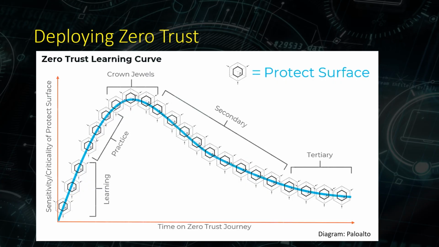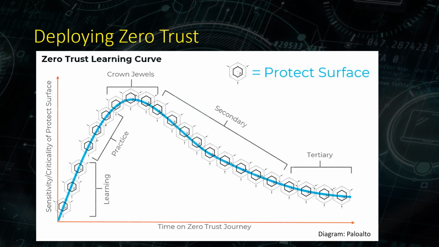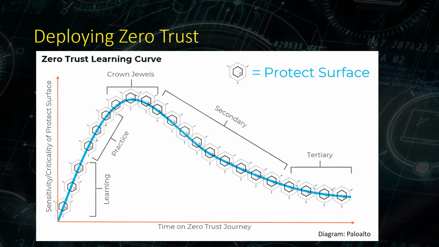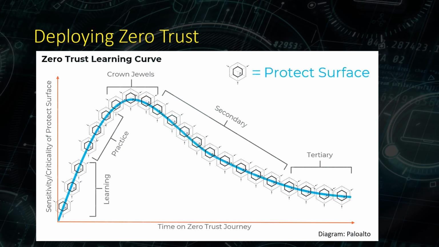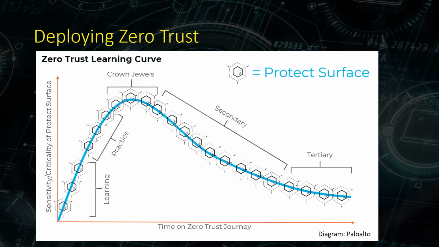The fact is that Zero Trust is new to many people, and not many people in your organization, if any, will have experience deploying it. And unless you've done it before, deploying Zero Trust has a learning curve. As you can see on this diagram from Palo Alto Networks, the place to start the deployment is learning on the Protect services that are least sensitive or critical.